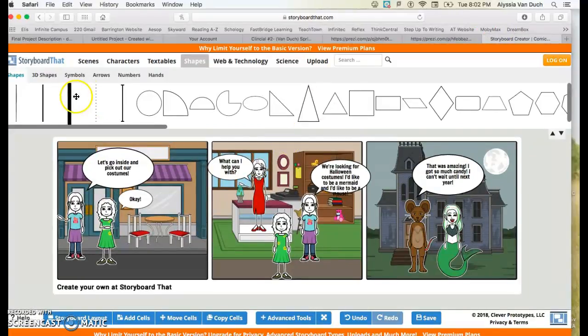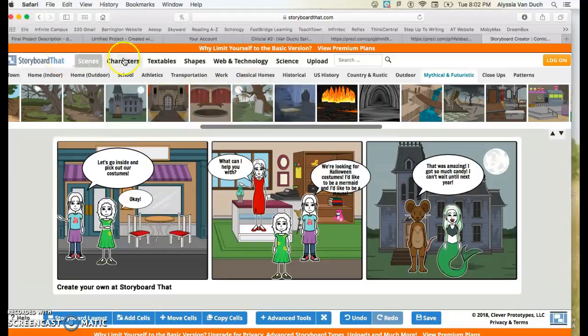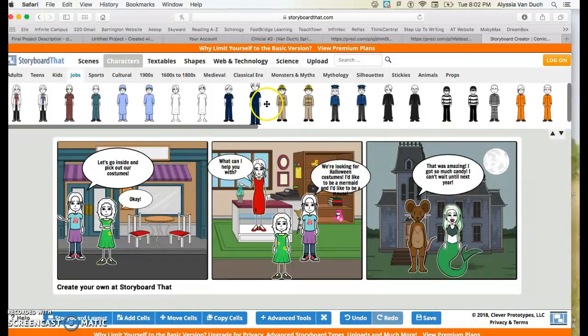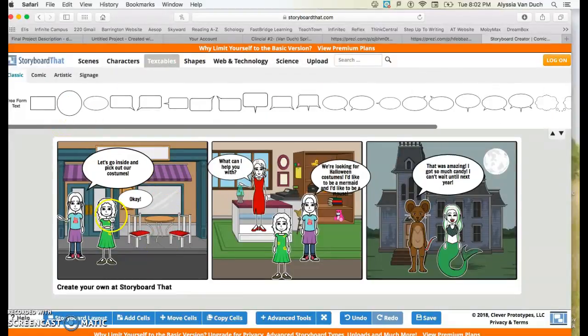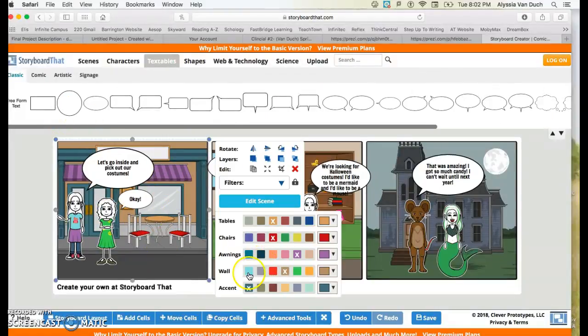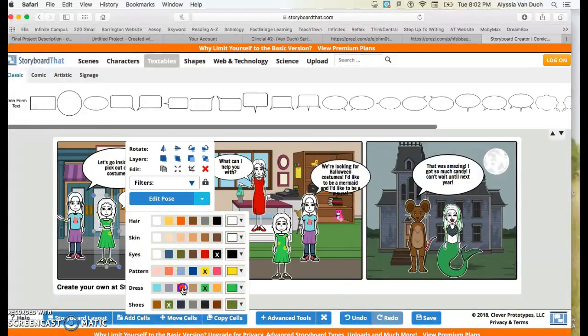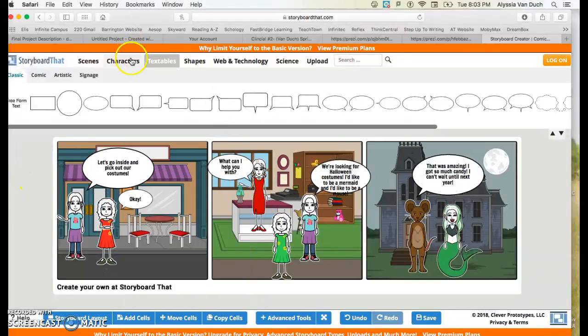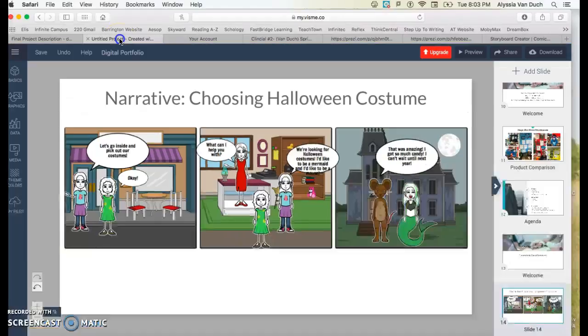So here's the app, and it's awesome. You can go in and select all the scenes that you want. Then you select the characters that you want to put in the comic strip, and then the thought bubbles, and it's very customizable. You can change the table's color, or you can change the color of her dress to pink or red. You can also enter in text. There's so many different things, and it's super easy to use and manipulate, which is awesome.